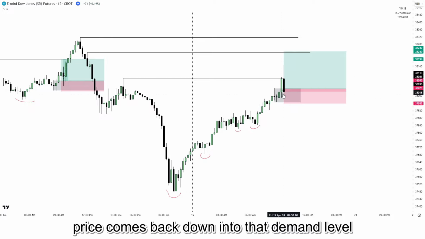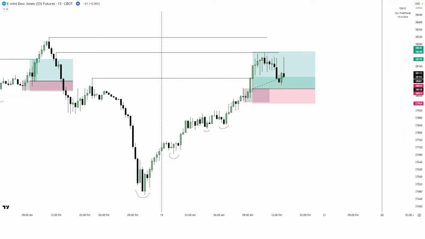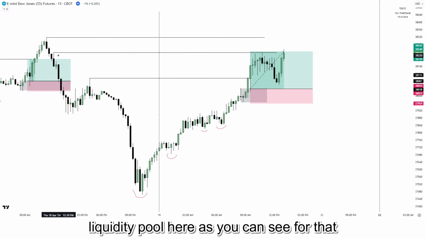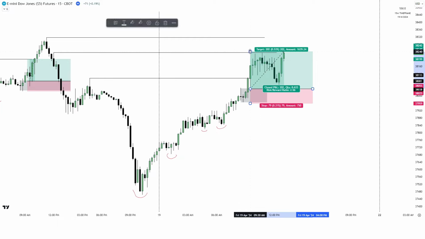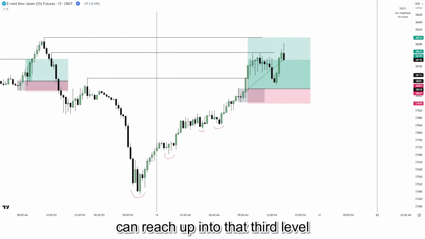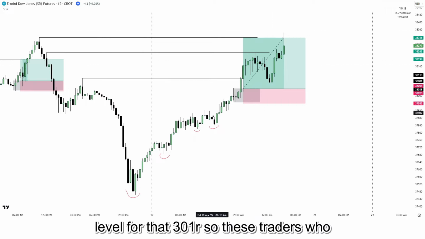Price comes back down into that demand level, and then we eventually reach up into this liquidity pool here, as you can see, for that 2-to-1R. Let's take some profits off and see if we can reach up into that third level, and eventually reach up into that third level for that 3-to-1R.